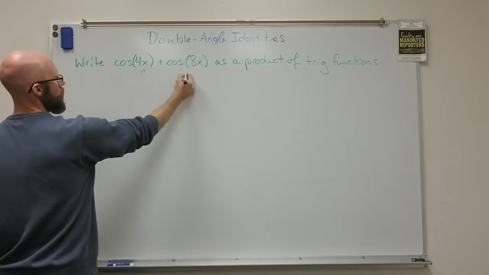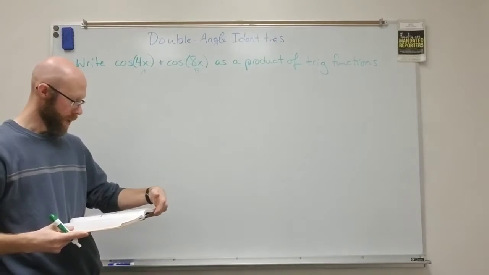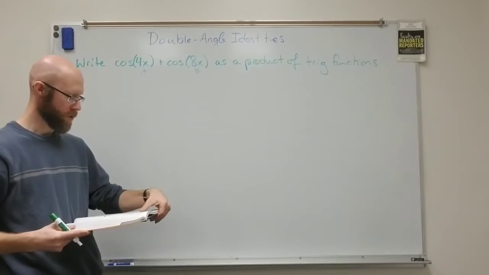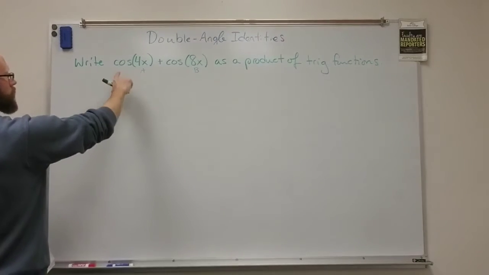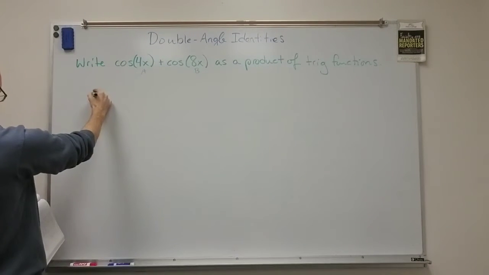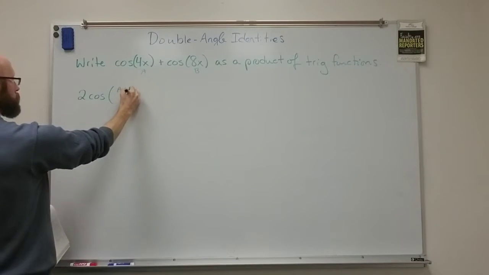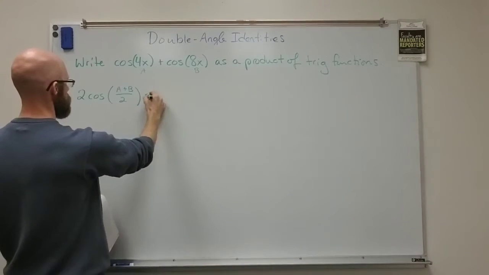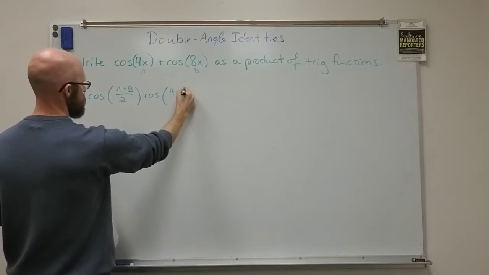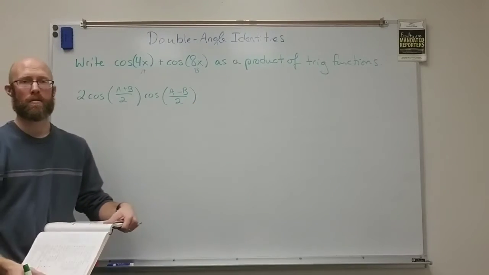The one in particular that we're going to use is the one that has the cosine of an angle A plus the cosine of an angle B. On our table, it's the third one down, and it says cosine A plus cosine B is equal to 2 times the cosine of A plus B over 2 times the cosine of A minus B over 2. All right, so that's the product.